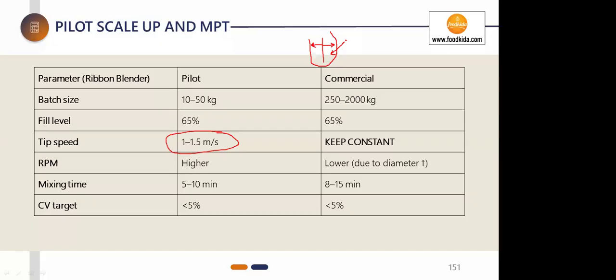So accordingly you arrange the tip speed, sorry, not tip size. So this has to be kept constant for the main plant. At lab scale the RPM is higher, but when you go to commercial, higher size, the RPM is lower. Mixing time goes higher. Okay. So the target is the same: the CV target, which is blend uniformity, should be the same.